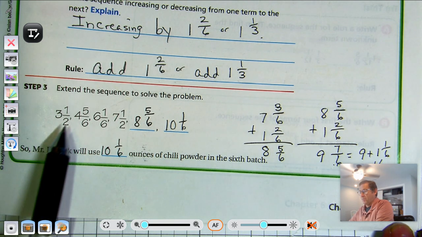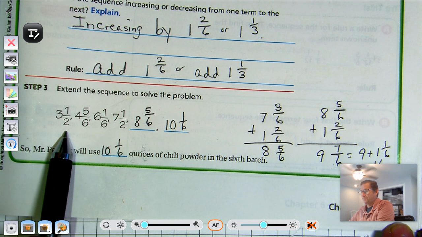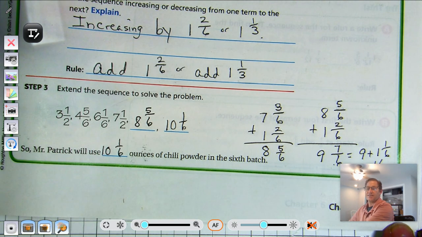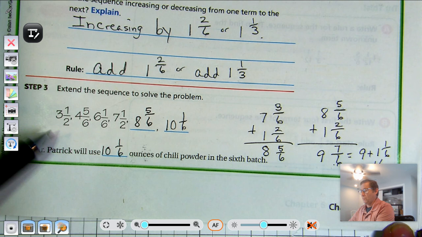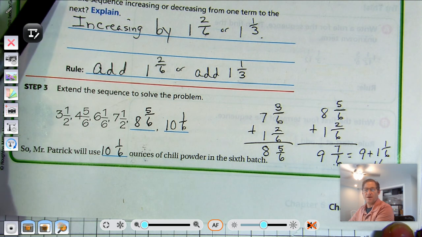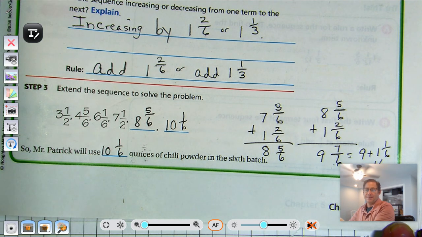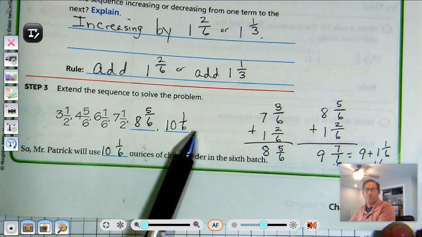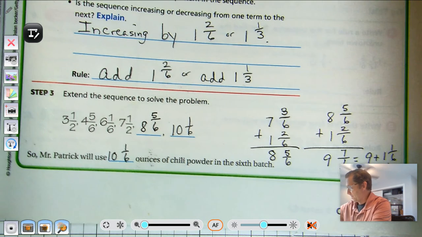Okay, you notice that when we rewrote the pattern, the last two numbers, we put it back in the original sequence. So what we're doing when we change it to a common denominator, that's just to help us add the numbers. We do want to go back and put them in simplest form.